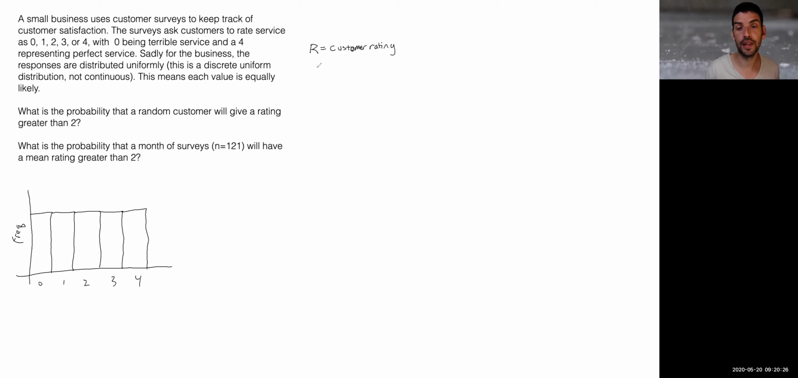Let's write out a little probability distribution table. We have the values 0, 1, 2, 3, and 4. Well, what are the probabilities? We can just use the fact that they're all equally likely and they have to add up to 1. So we're going to have 5 values that are the same that have to add up to 1. So each of them should be 1/5 or 0.20.